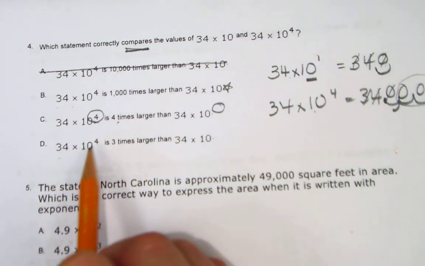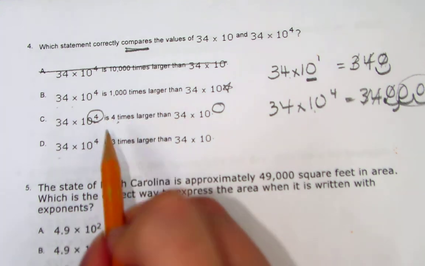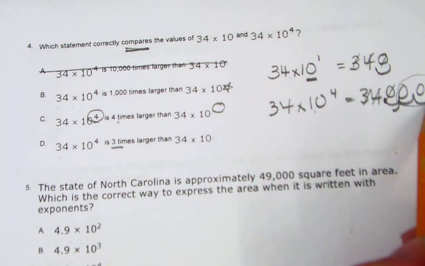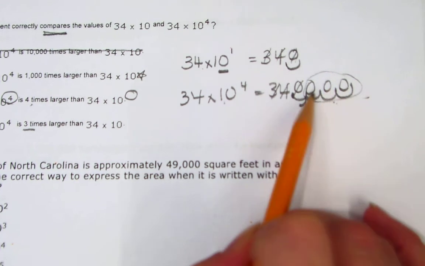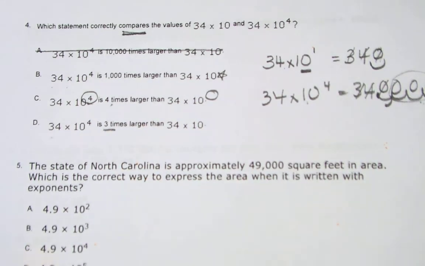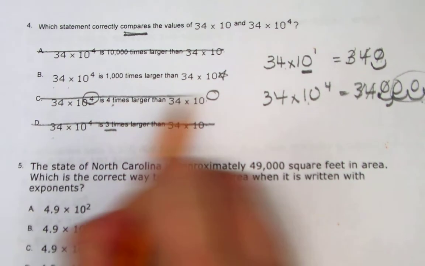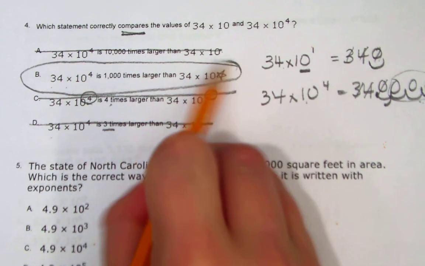And 34 times 10 to the fourth is 3 times larger. Once again, this 3, yes, it is 3 times larger because there are 3 more zeros, but that's not giving the correct indication. So I'm going to rule out these two, and the answer to number 4 is B.